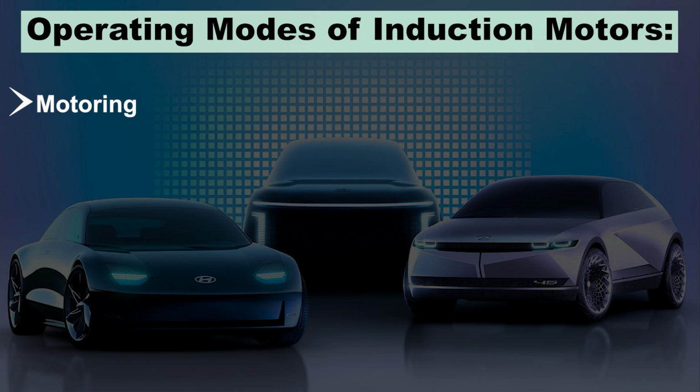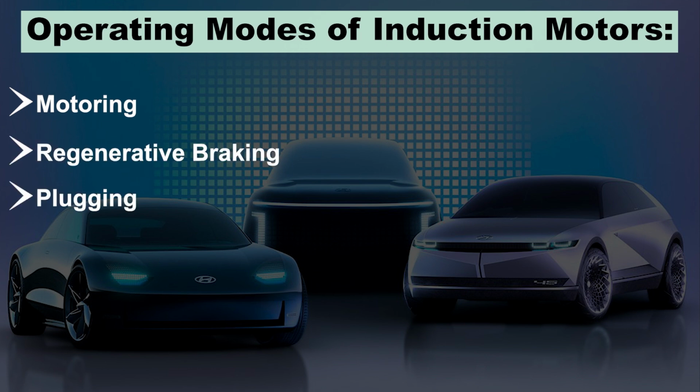Next are the operating modes of the induction motor. There are 3 operating modes of the induction machine: motoring mode, regenerative mode and plugging. First, let us delve into the motoring mode, which is the prevalent operational state of the induction motor. In this mode, the rotor rotates in the same direction as the stator's rotating magnetic field, albeit at a slightly reduced speed. This difference in speed results in what is known as slip, which is defined within the range 0 to 1.